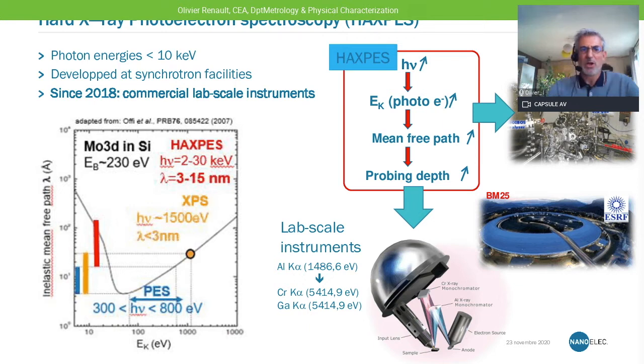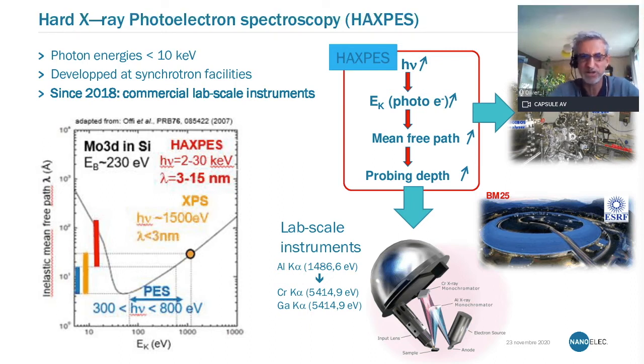So why is HAXPES so interesting? You increase the excitation energy, so you generate faster electrons, which means that the mean free path of the electrons within the material will increase, and the probing depth will increase. So effectively, the crucial aspect of HAXPES compared to conventional photoelectron spectroscopy is that you increase dramatically the inelastic mean free path, typically by a factor of 3, 4. And this gives you access to the subsurface properties of the material.